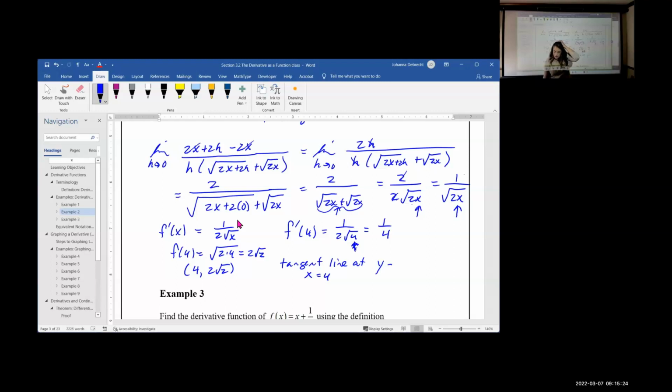Yes. Okay. I just picked it at random. Yeah, I just picked the value of 4 at random. If we wanted to know what it was at 4, we'd plug in 4. If we want to know what it is at 8, we would plug in 8.